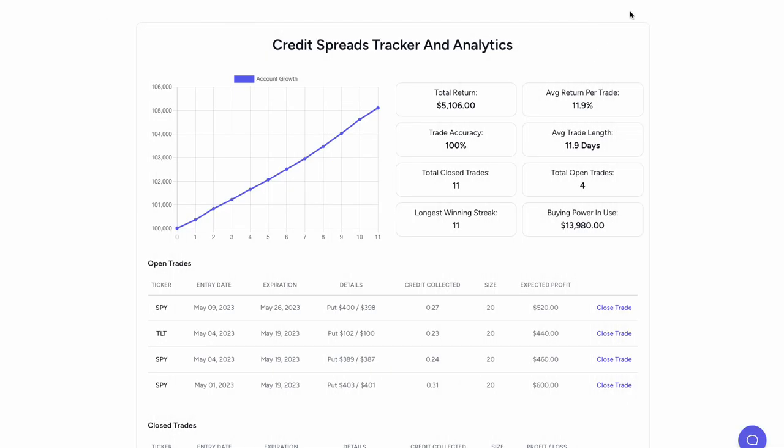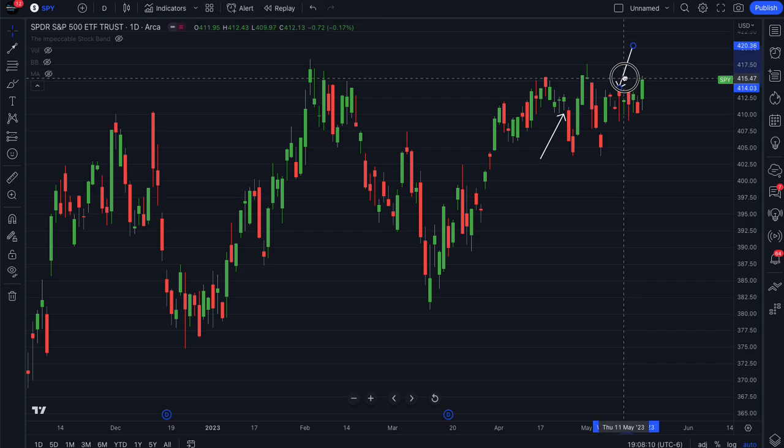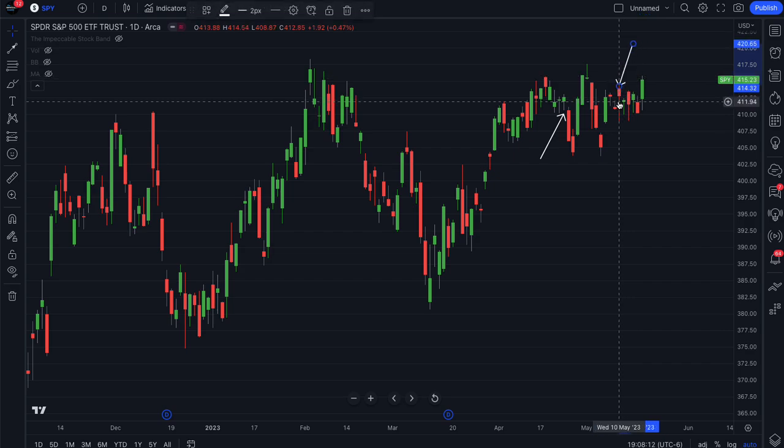So anyways, looking back at the platform, here we go. So right here is April 24th where I bought, and then I ended up selling around this right here on May 10th. I closed out the trade early. Now again, this is kind of what we're looking at here for the profit range. I ended up making roughly 16% on this trade.